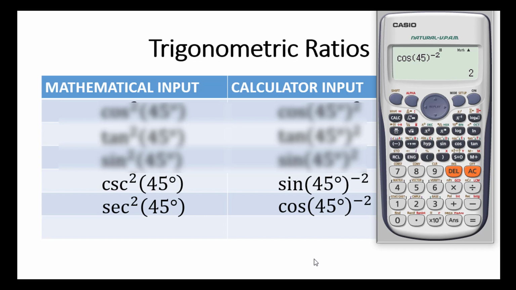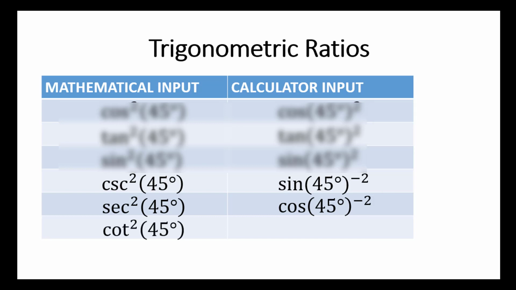Let's consider the last one, the cotangent squared of 45 degrees. Remember, the cotangent ratio is a reciprocal of the tangent ratio. So we simply key in tan 45 degrees, close bracket, and then we introduce the exponent -2. This is the calculator input approach, please.